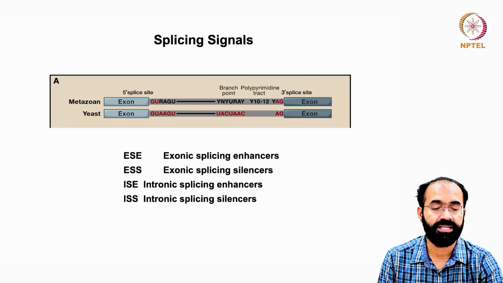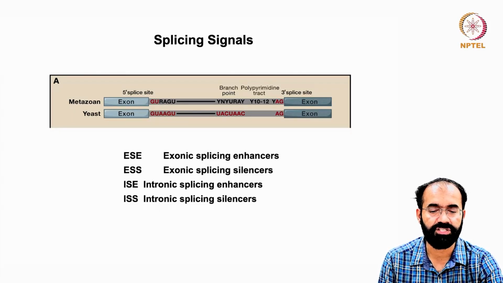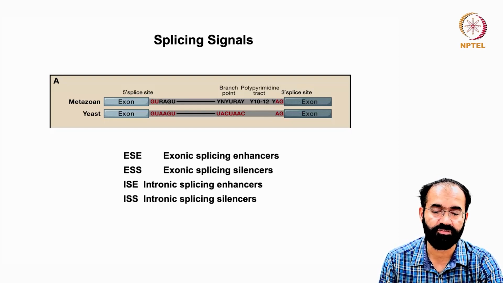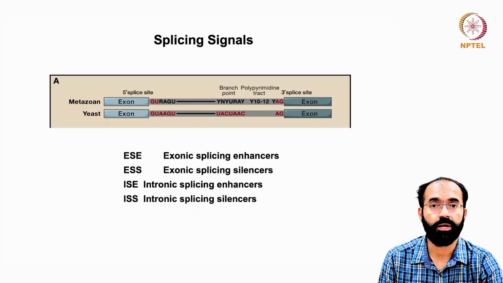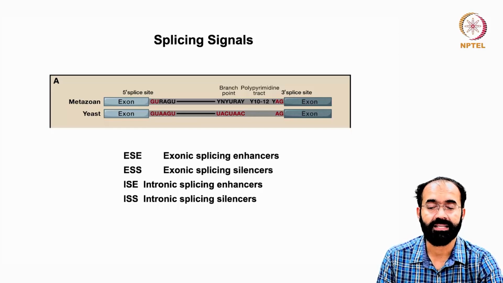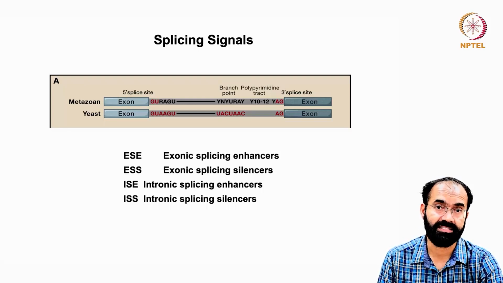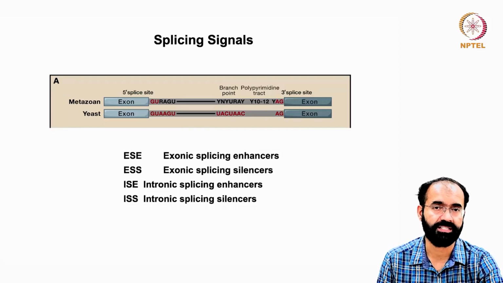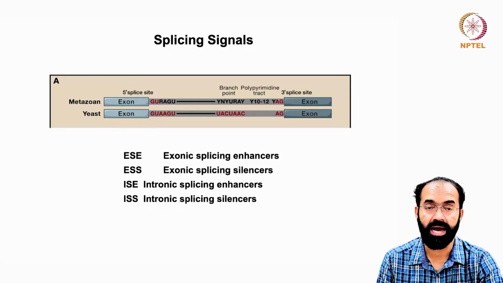But starting from yeast to metazoan, you have the same signal, that is starting with GU and ending with AG. You need to have a branch point, and you also need to have a polypyrimidine tract in the case of metazoan, and the requirement remains the same, but there are specific sequences on exons as well as introns that can accelerate and decelerate the splicing event. Of course, they will be recognized by specific proteins, and we will see how they become handy in the degradation of RNA.